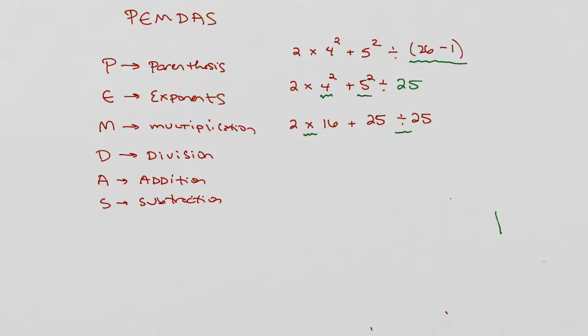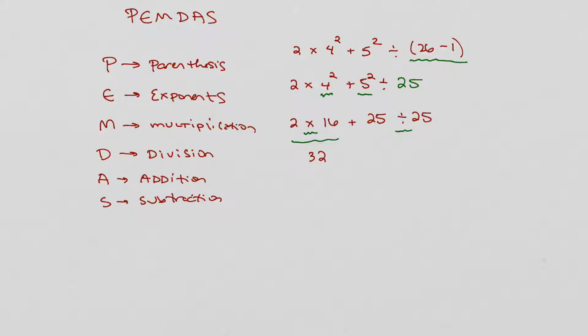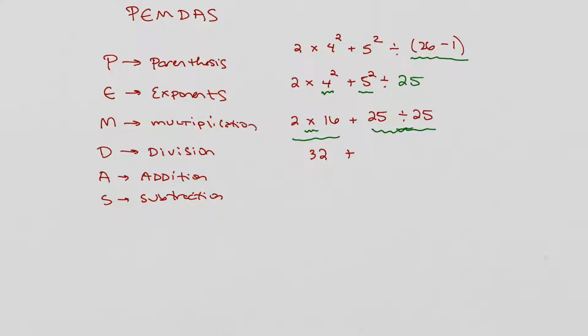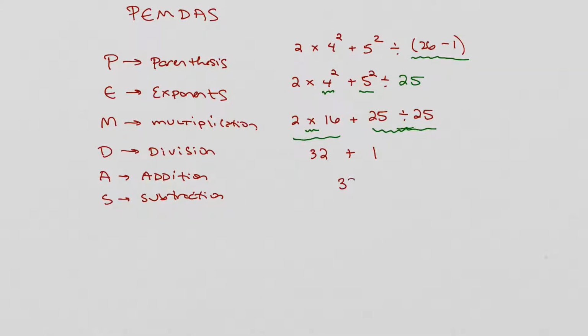So now we just look at them from left to right. This first one, 2 times 16, gives me 32, and then that's plus 25 divided by 25, and any number divided by itself is just 1. So then I just have a simple addition problem, 32 plus 1, which gives me 33. All right, here is one more for you.